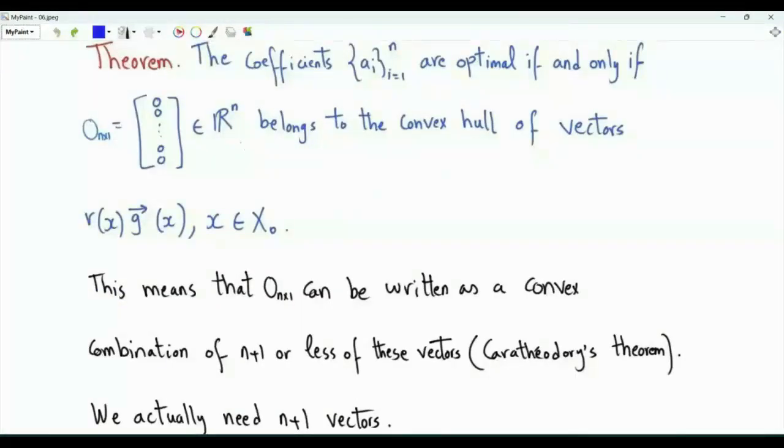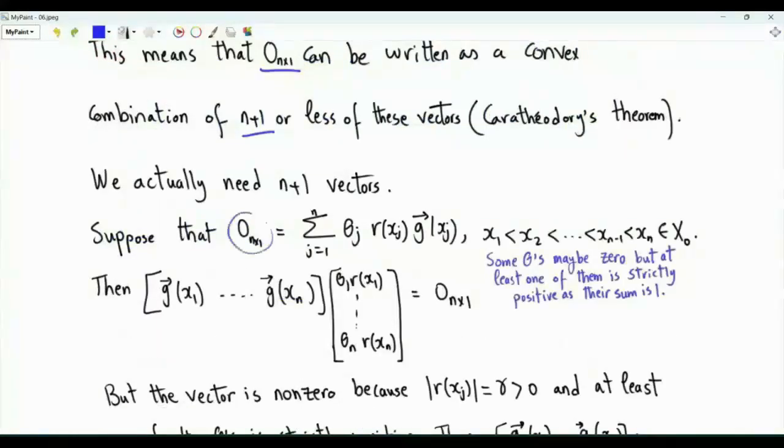In our problem, the vectors are n-dimensional. The all-zero vector can be written as a convex combination of n plus 1 or fewer of the vectors from the set here. Suppose that the all-zero vector can be written as a convex combination with n terms. Let's even assume that some of those coefficients can be 0. Of course, not all of them, because their sum is equal to 1. The xj's here are from the set x0. Can we have something like this in our problem?